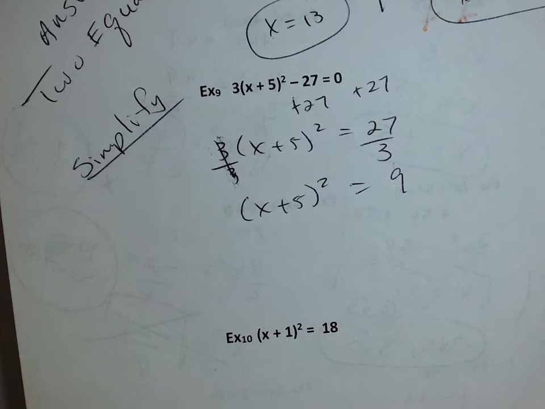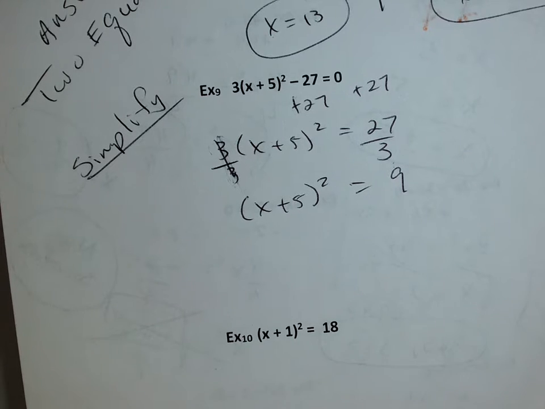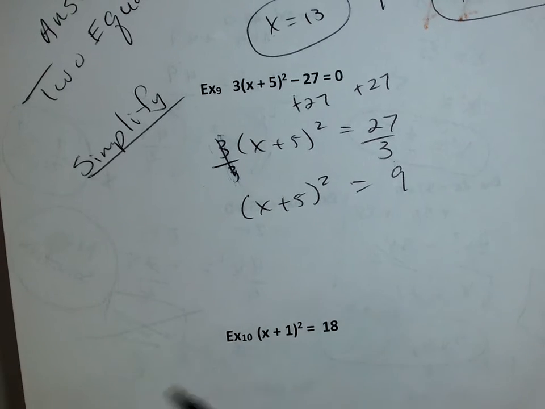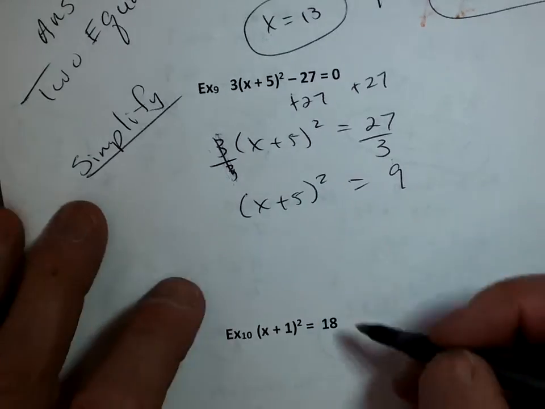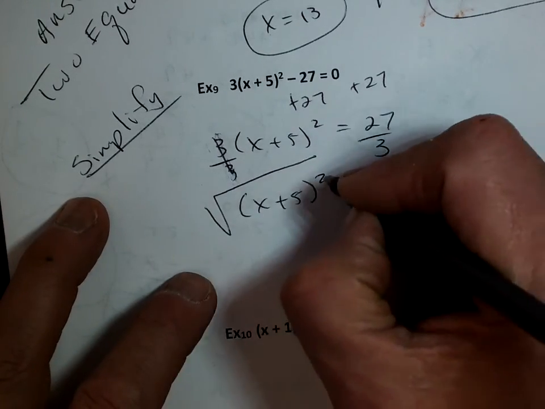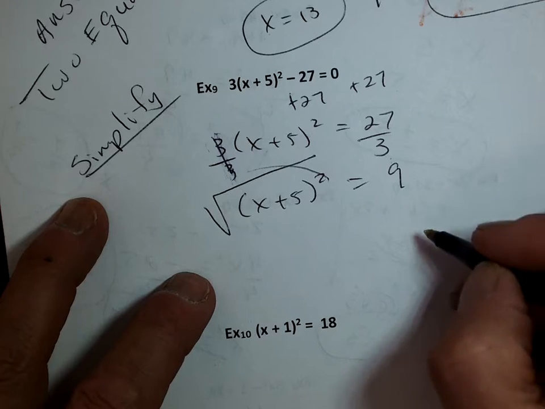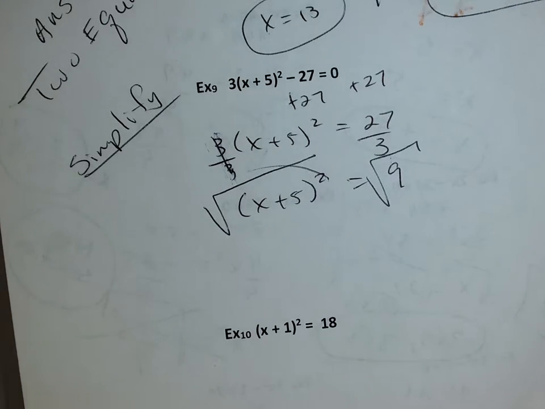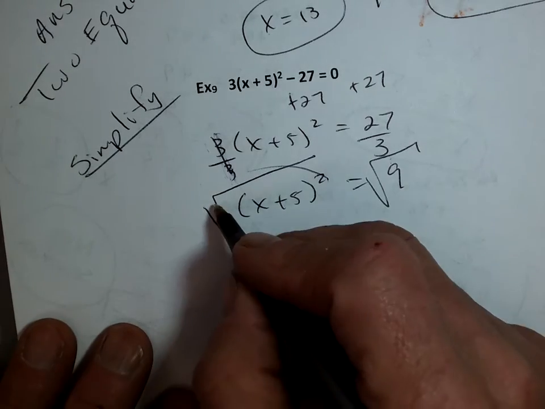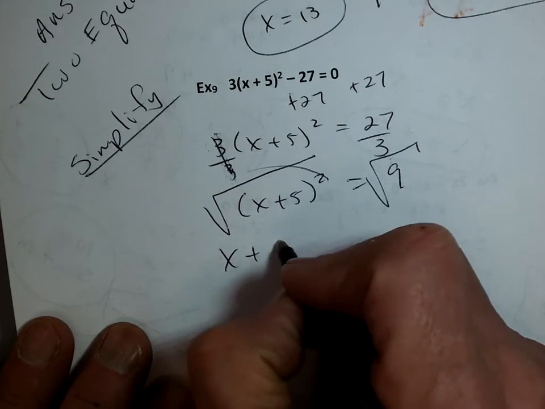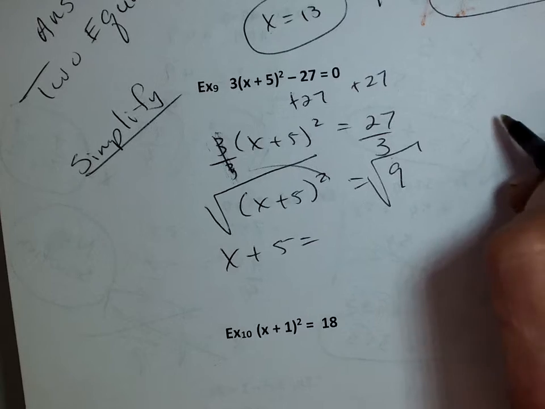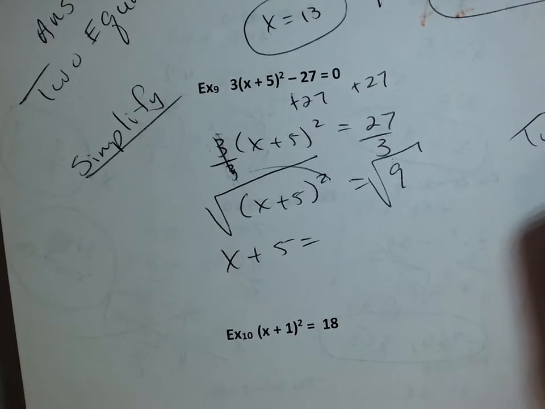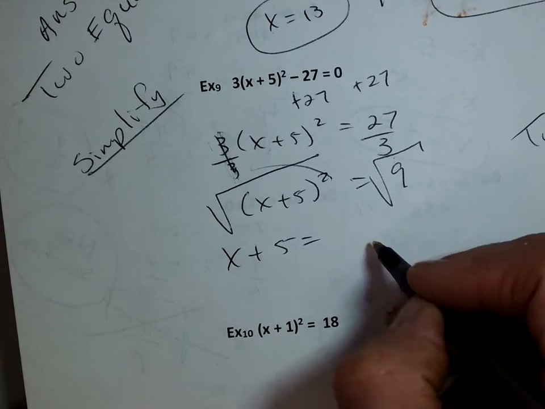Don't you delete the squared? Not yet. How do I delete the square right now? By square rooting it. So I delete the square by square rooting. If I square root, it deletes the square, right? Nice job. And because what I do to one side, I have to do to the other, I get x plus 5 equals two answers: positive or negative 3.